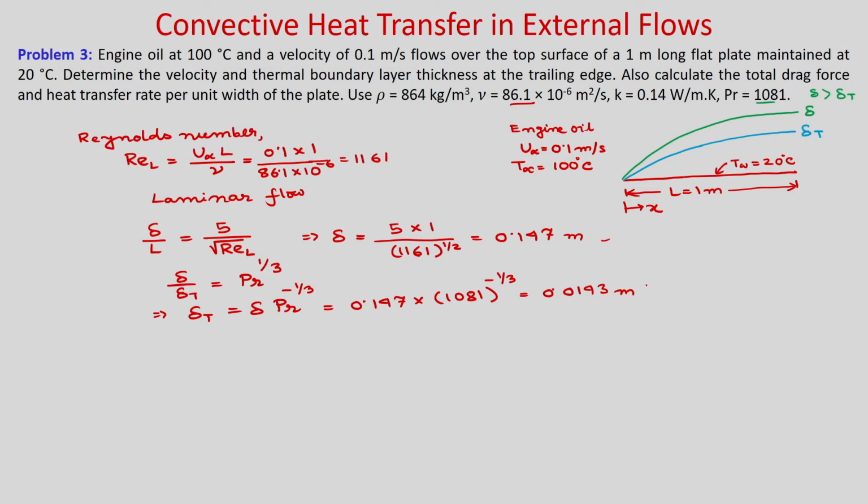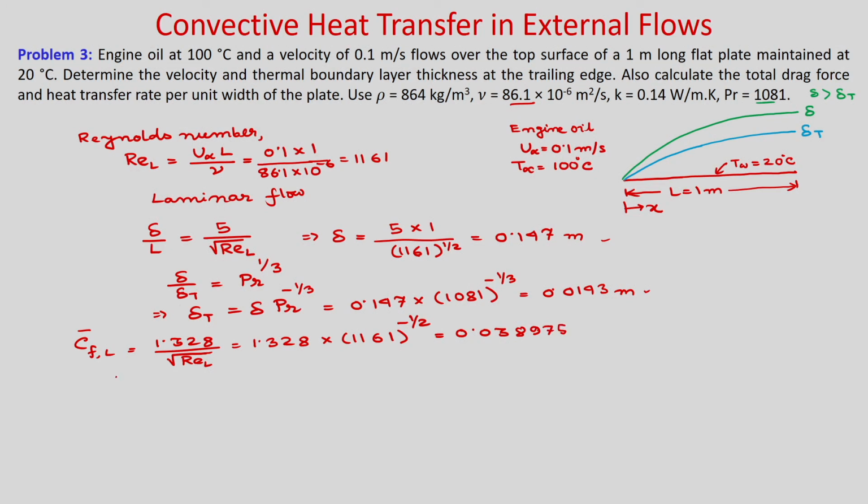Now, we need to find the total drag force and heat transfer rate per unit width of the plate. So, now your C_f you can calculate as 1.328 divided by root Re_L. Okay. So, this is the expression we have already derived for flow over flat plate. So, you can see it will be 1.328 into 1161 to the power minus half. Okay. So, this is your Reynolds number to the power minus half.